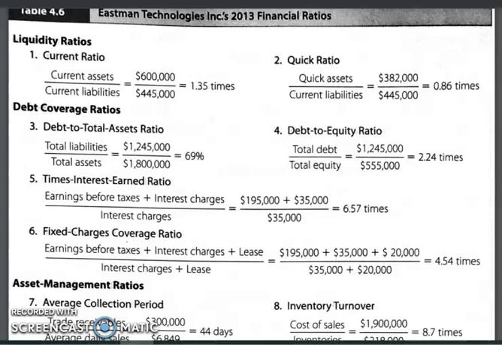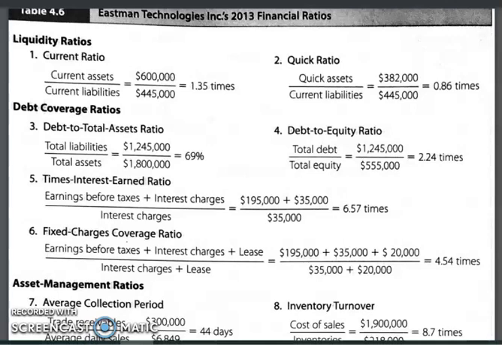So the current ratio is all of our current assets divided by all of our current liabilities to see how many times our current assets can cover our current liabilities. In this case, the 600,000 divided by 445,000, it can cover it 1.35 times. So if all of our current assets were converted to cash and all of our current liabilities were paid off, we could pay it off 1.35 times. That doesn't give us a lot of cushion. 2 times is definitely a better ratio.